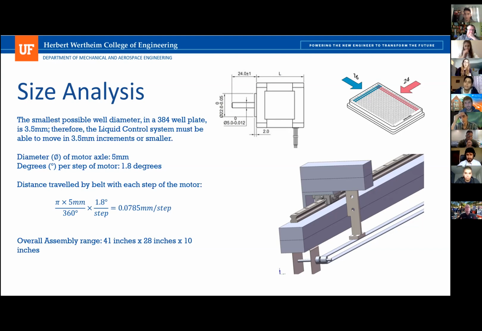Another important thing to note is that our overall assembly is able to reach up to 41 inches long, 21 inches deep, and 10 inches down, so it can reach inside of all of those 3 receptacles that it needs to. Go to the next page.